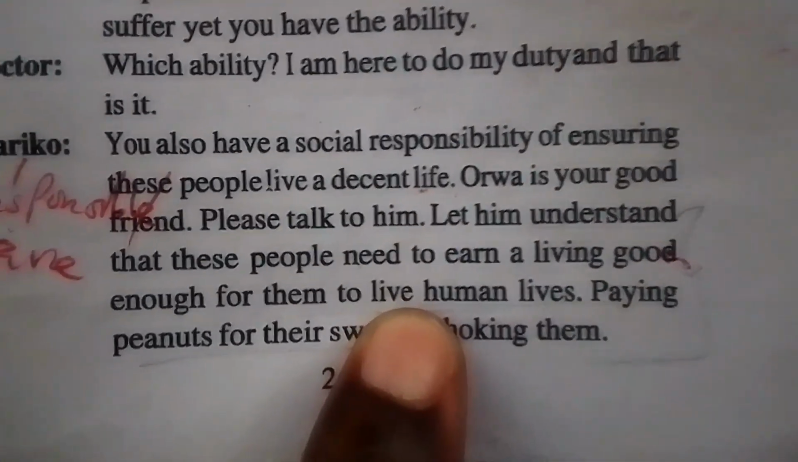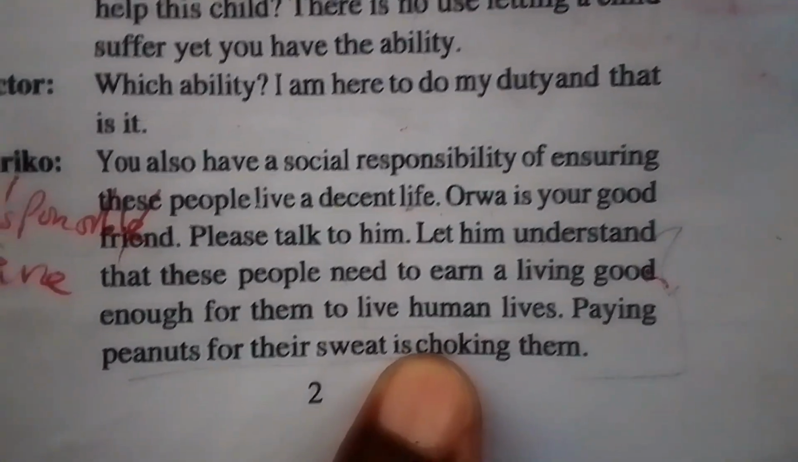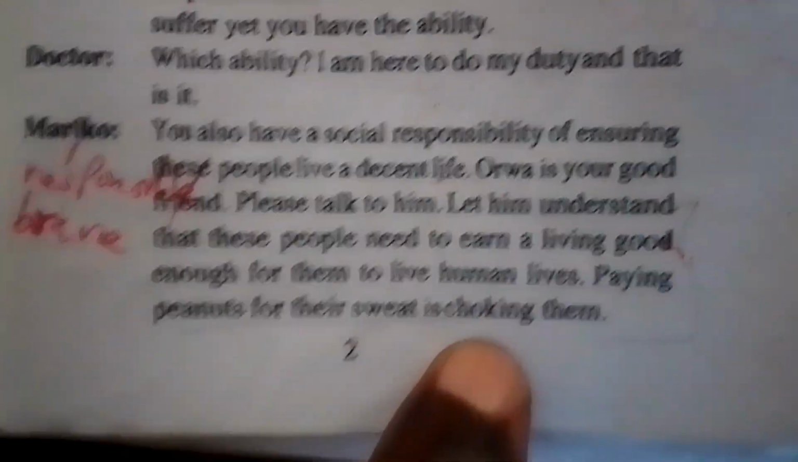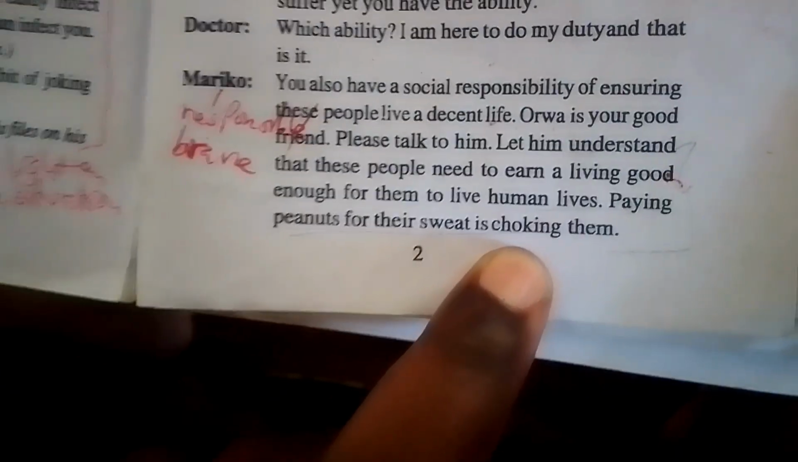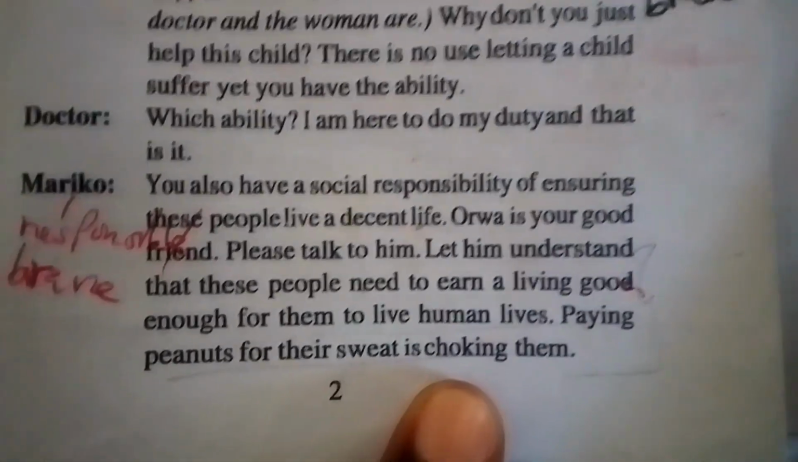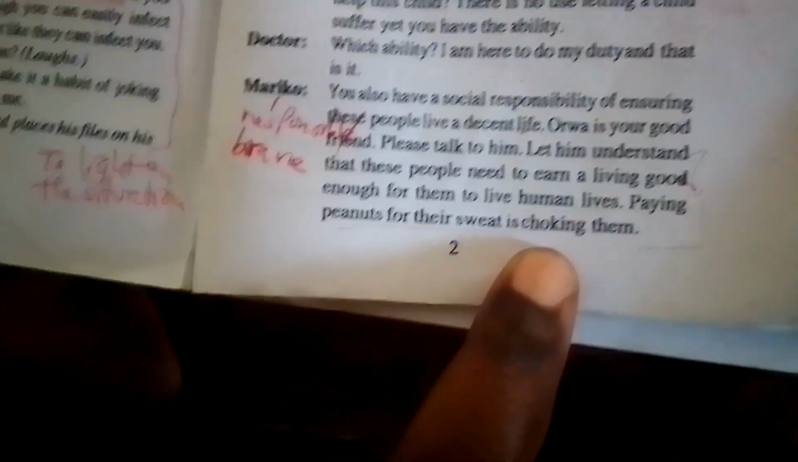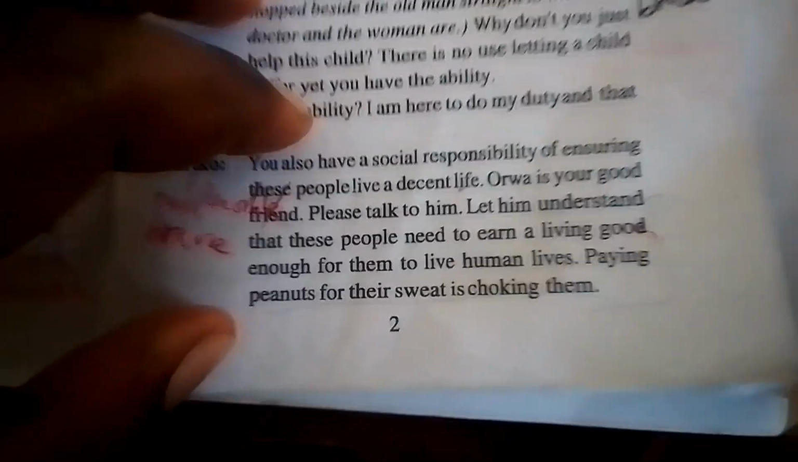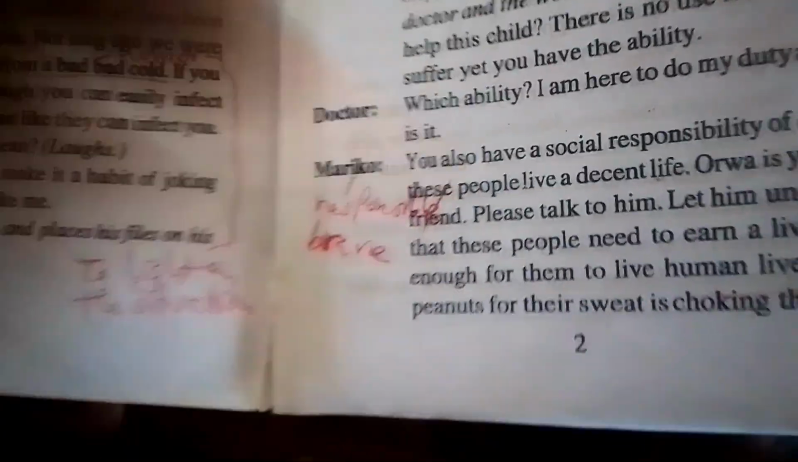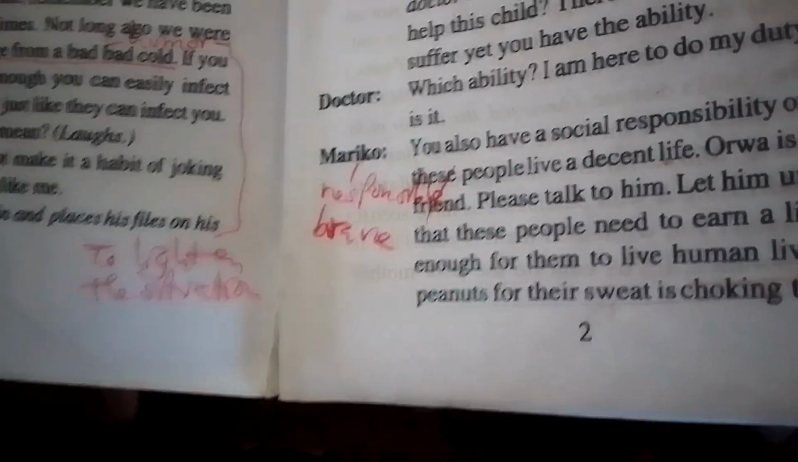Oro is a good friend. Please talk to him. Let him understand that these people need to earn a living good enough for them to live human lives. Paying peanuts for their sweat is choking them. This one is introducing the theme of suffering and exploitation. Imagine somebody is being paid peanuts. So that is exploitation. The workers are being exploited. So we don't expect them to have good diet.